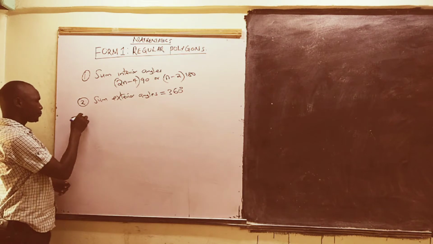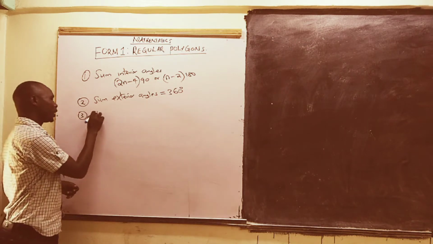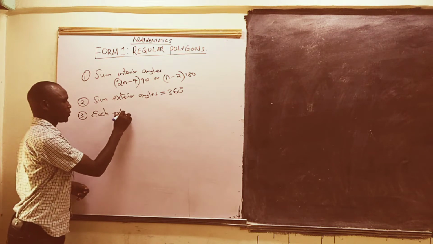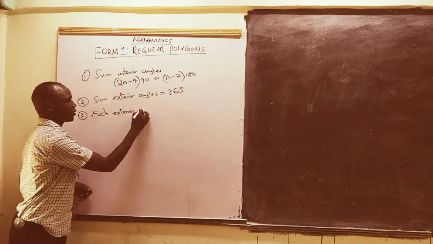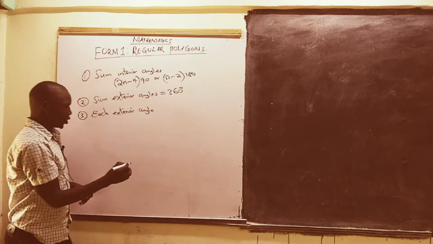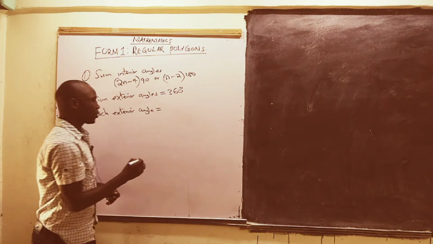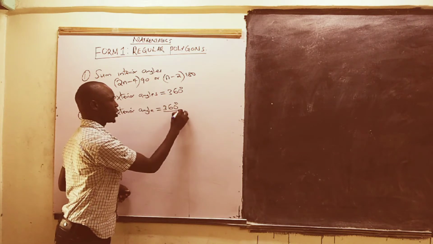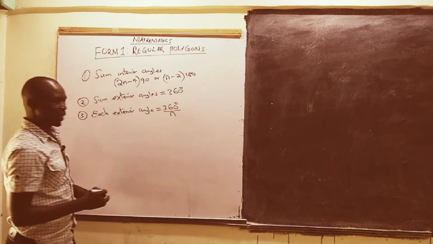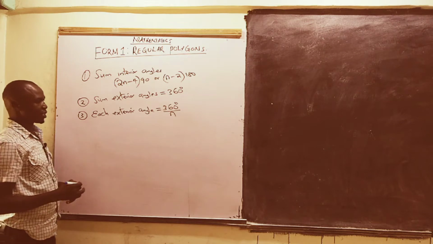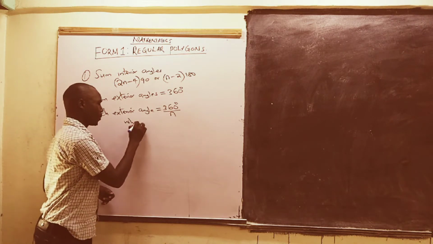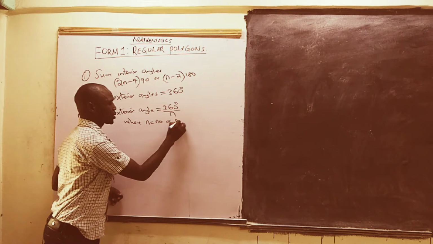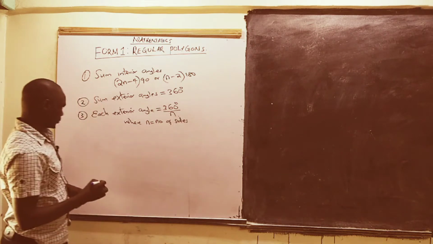Number 3, if you want to find the size of each exterior angle, you take the total sum of exterior angles, which is 360 degrees, you divide by n, where n represents the number of sides, where n is equal to the number of sides of that polygon.